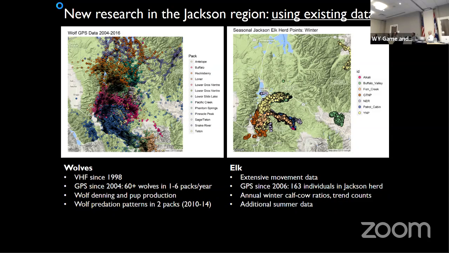Of course, you can overlay this with extensive elk movement data. People like Doug Vermeyer, sitting behind me, and others have been heavily involved in that over their careers. And so there's a wealth of information on the prey. I think I have an underestimate here, about 160 individuals over the same time period for elk, as well as winter cow ratios, string counts, and some summer data. So there's just a wealth of existing data to work with.